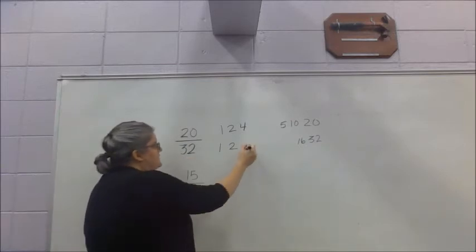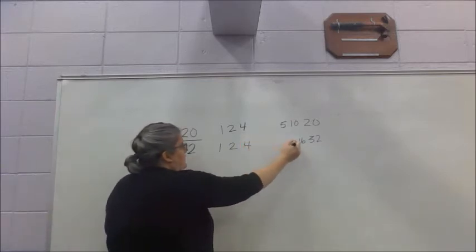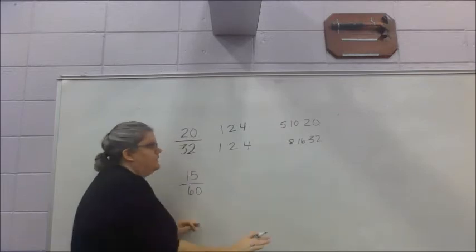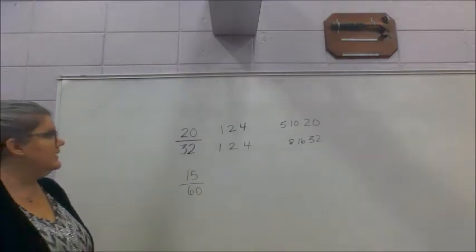So let's skip over to 4. 4 and 8. 5 doesn't go into it. 6 doesn't go into it. 7 doesn't go into it. And then we're back to our 8. So we know we're finished with all of our factors.